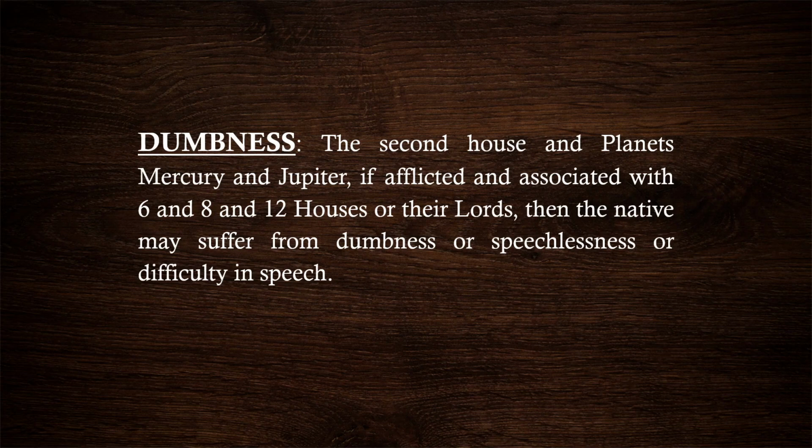Dumbness. The second house and the planets Mercury and Jupiter, if afflicted and associated with 6th and 8th and 12th houses or their lords, then the native may suffer from dumbness or speechlessness or difficulty in speech.